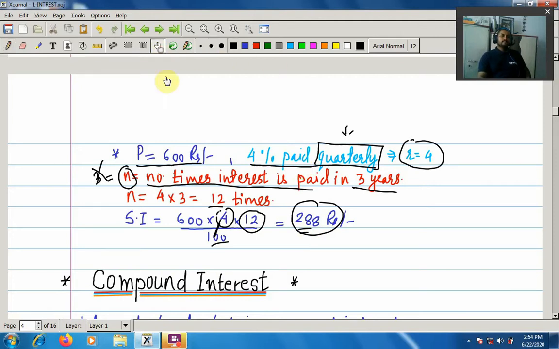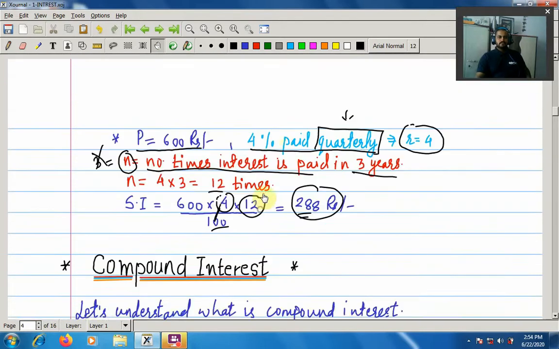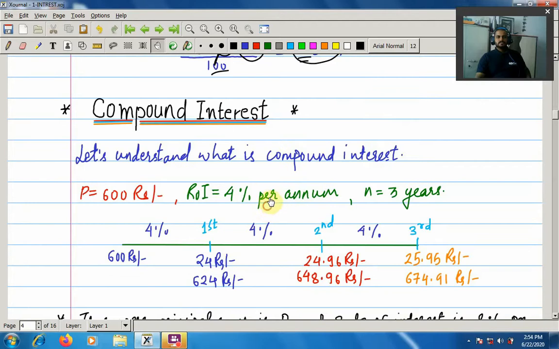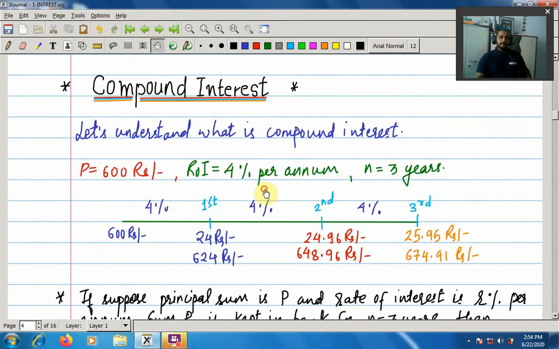This is about simple interest. We will take more questions on simple interest. First of all, we are trying to finish the theory part, the explanation part. Compound interest. Let's see what we mean by compound interest. So let's understand what compound interest is. Same thing, same principal amount. P is 600 rupees. The rate of interest is 4% per annum, and I'm keeping that amount for 3 years.